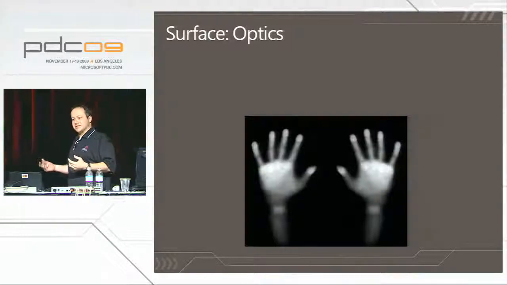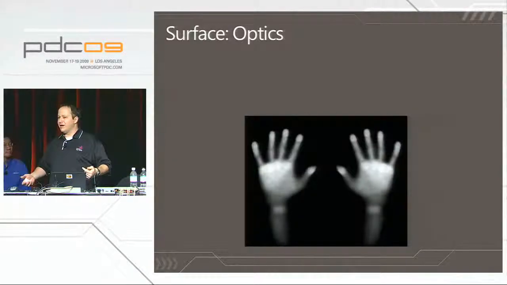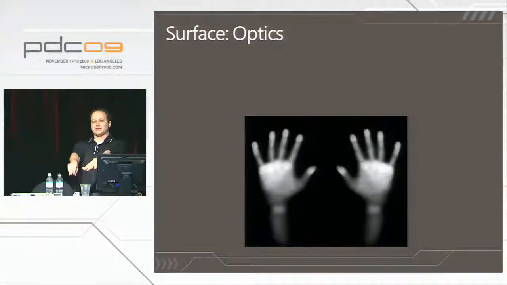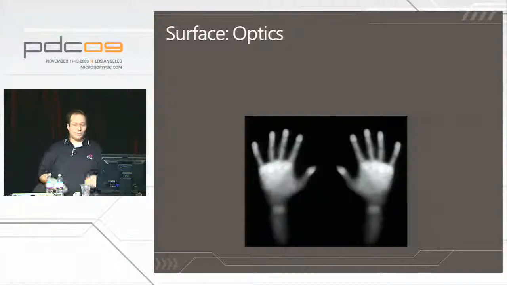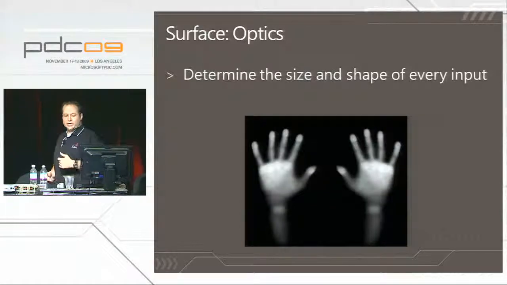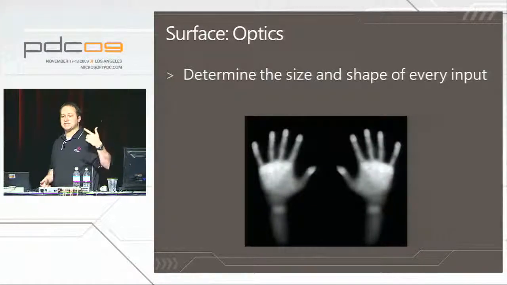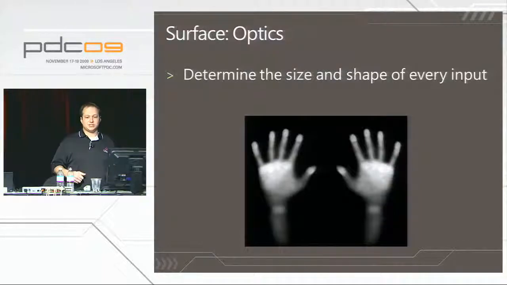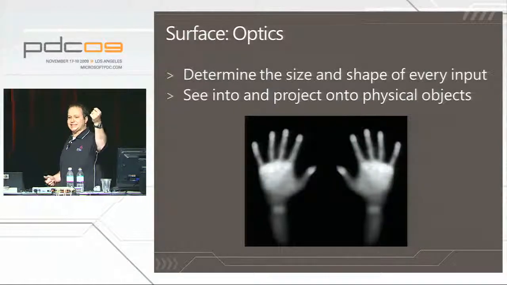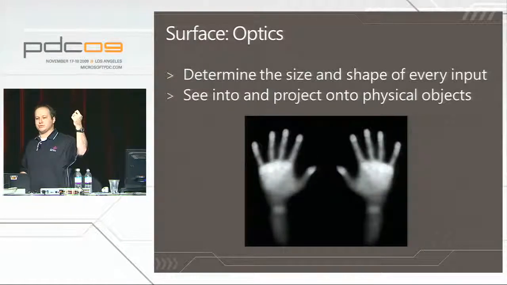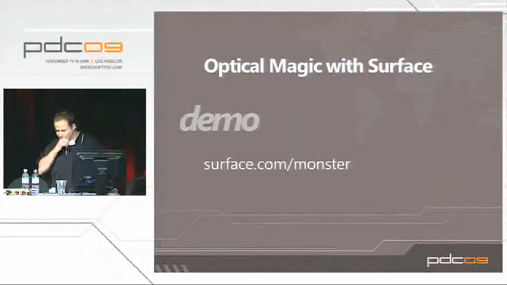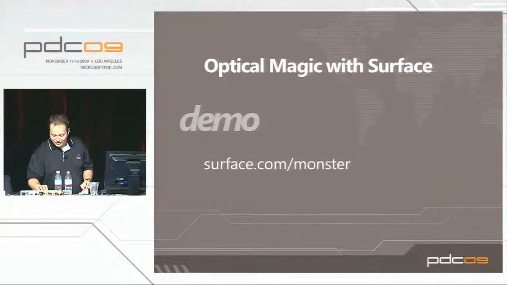Next up is optics. This is kind of the most underestimated attribute of Surface. What I have here is an image of what Surface sees when you put 2 hands flat down on the surface. We're able to see everything that's going on right on top of the display. And this means that we're able to, 1, determine the shape and size of every input that's there, not just where it is. And we're able to see into the inside of certain objects and project onto certain objects. That sounds kind of weird, so I think I'll just do a demo. This is where the optical magic comes in.